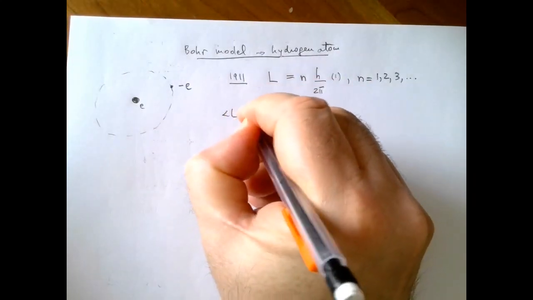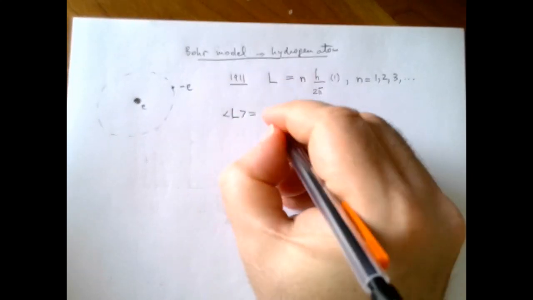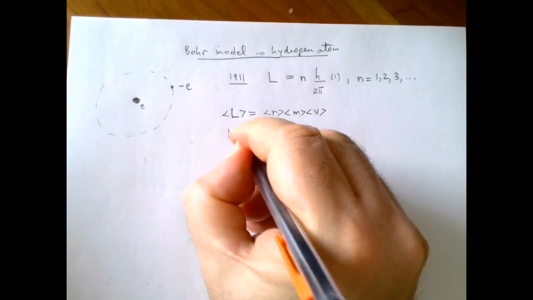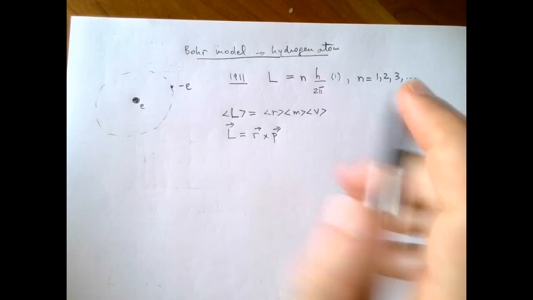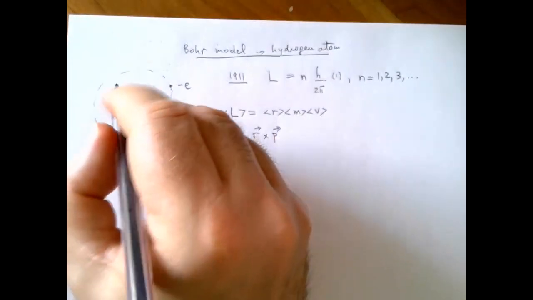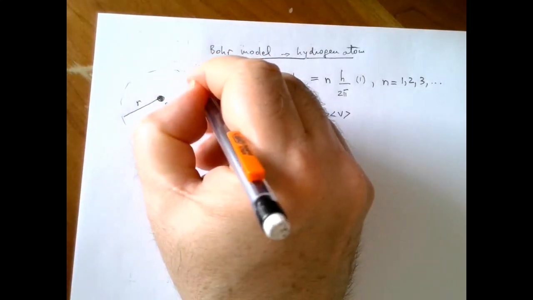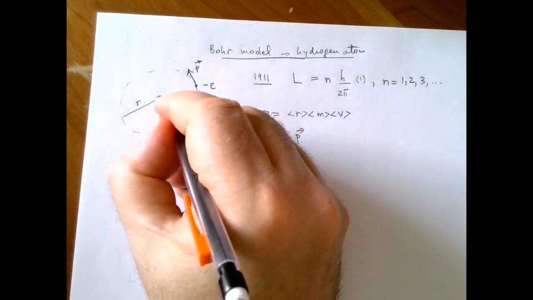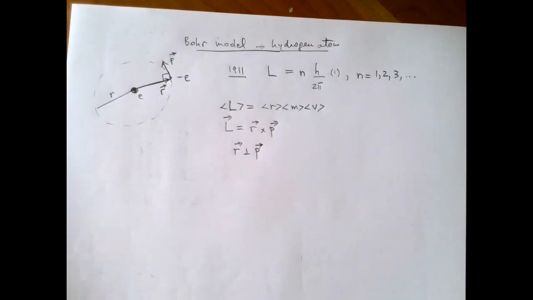It is good to check the units to see that they are consistent. So the unit of the angular momentum is the unit of r multiplied by the unit of m multiplied by the unit of v, because the angular momentum is the cross product between r and momentum. But in this case, r and p are perpendicular to each other. R is the radius of the circle. So if the electron is moving, let's say, in this direction, this will be the momentum p, and this will be the vector r, and they are obviously perpendicular to each other.